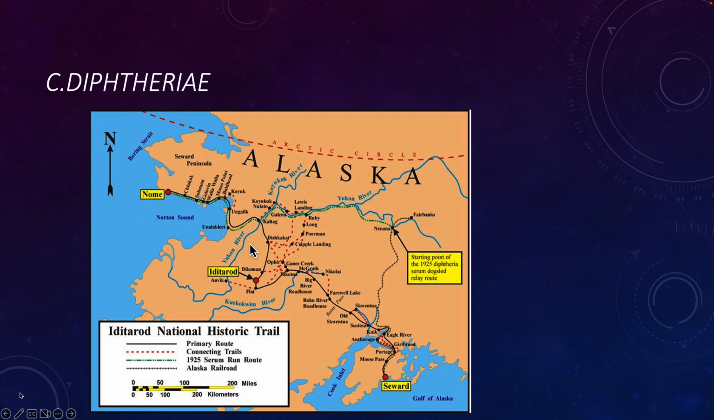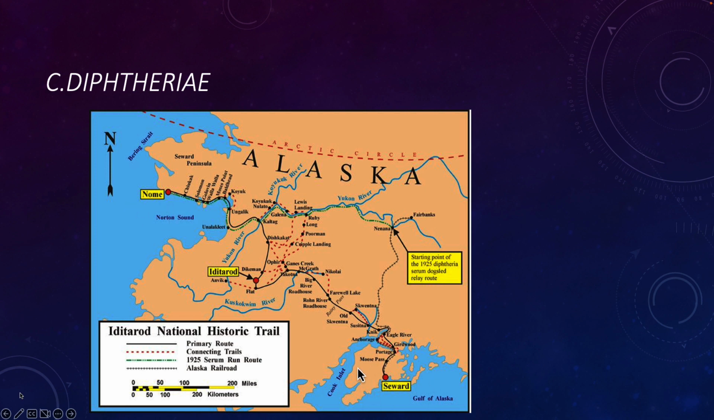The weather is not great for airplanes, and remember this was 1925. And now we have diphtheria. There is no vaccine. All there is antiserum. That's what's given to patients who are diagnosed with diphtheria at the time. Well, there was a shipment of diphtheria serum that was able to come up from Seattle, but it couldn't go to Nome because of the ice.